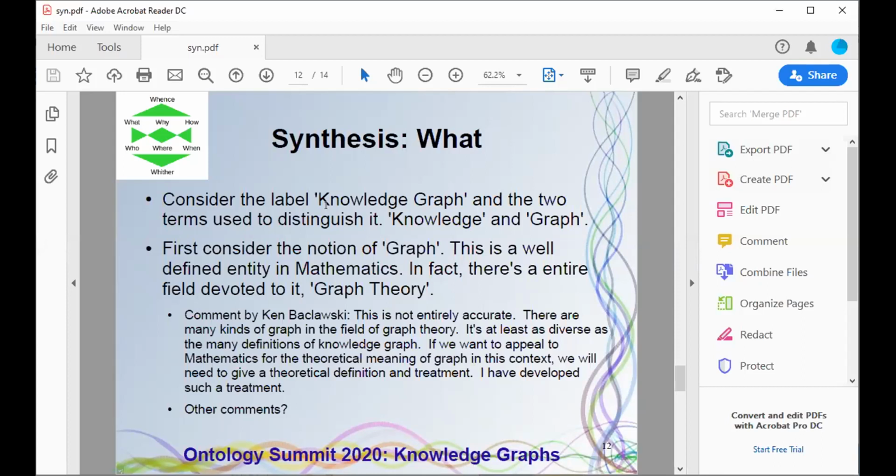So what I've done actually is to develop such a treatment. I only just finished it and I'm submitting it for publication. And hopefully there'll be a chance for me to give a presentation about that so that we can start really getting a theoretical understanding of what one means by a knowledge graph. Sorry about that.